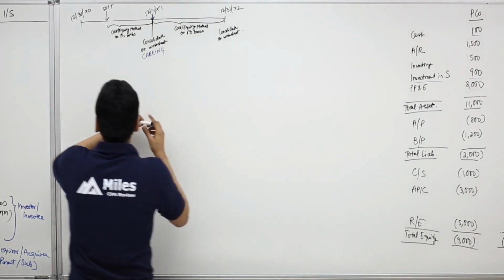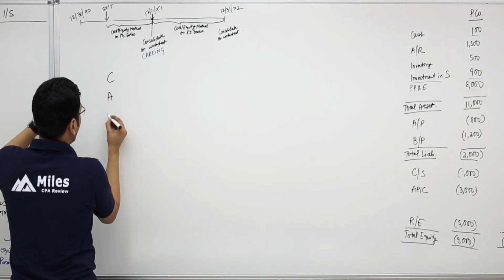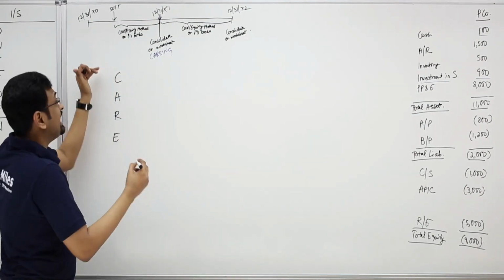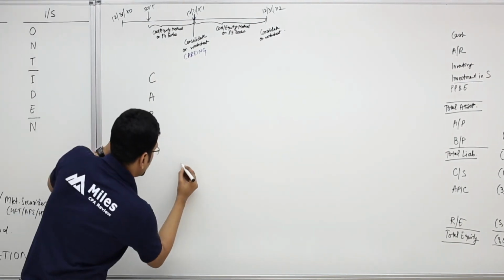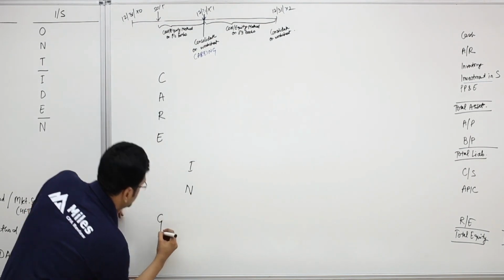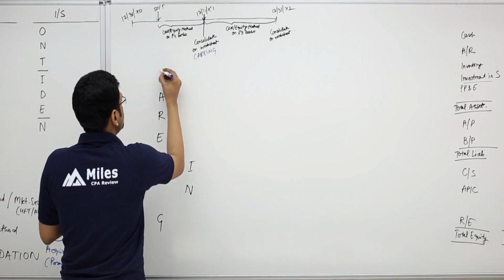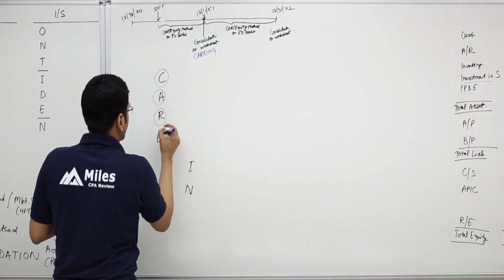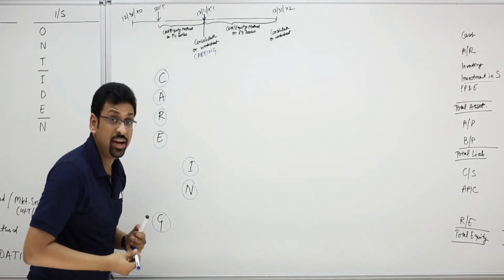So the way we're going to have it is like this. C-A-R-E. So this is the caring with the E. C-A-R-E. We're going to have I and N, and then we're going to have G. You have to remember this whenever you're preparing consolidated financial statements, because this is your eliminating journal entry on the worksheet.